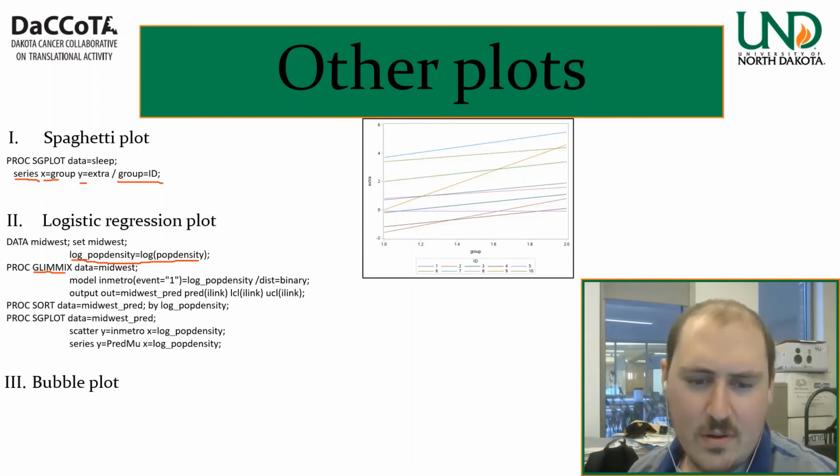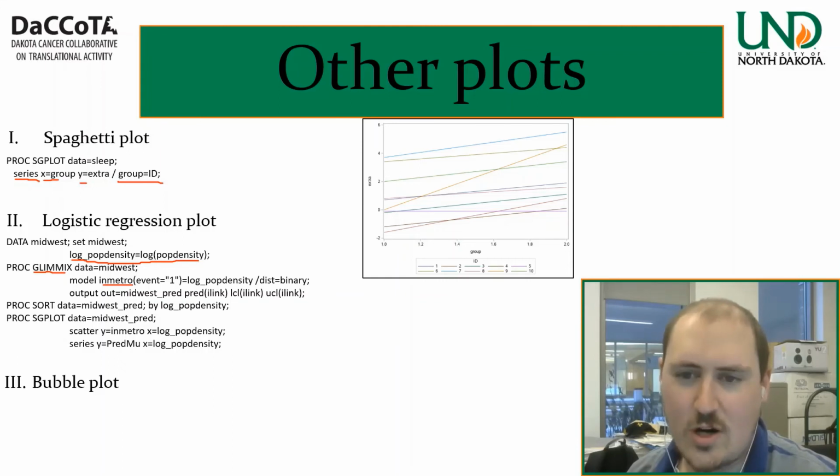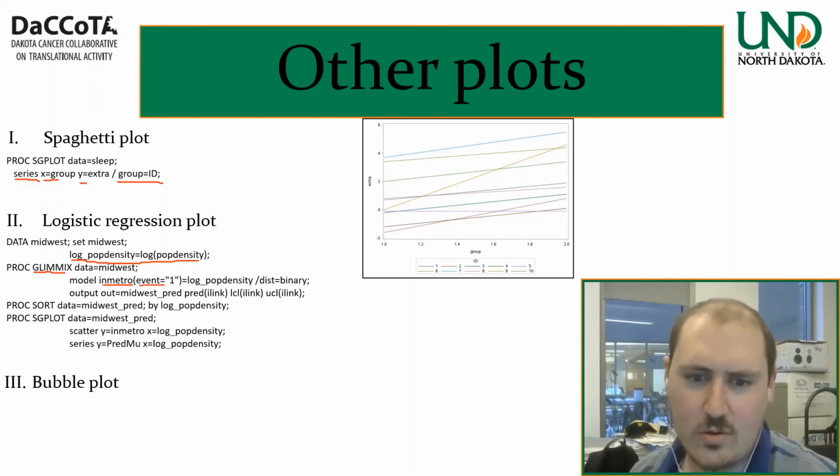We have to set up our y variable, which in logistic regression is binary, so 0 and 1. We want to specifically set which event we're modeling. So we're doing event equals 1 in parentheses and then log population density. And then the big part, otherwise it won't do logistic, is distribution binary. So we need to do that. And then we'll have an output data set.